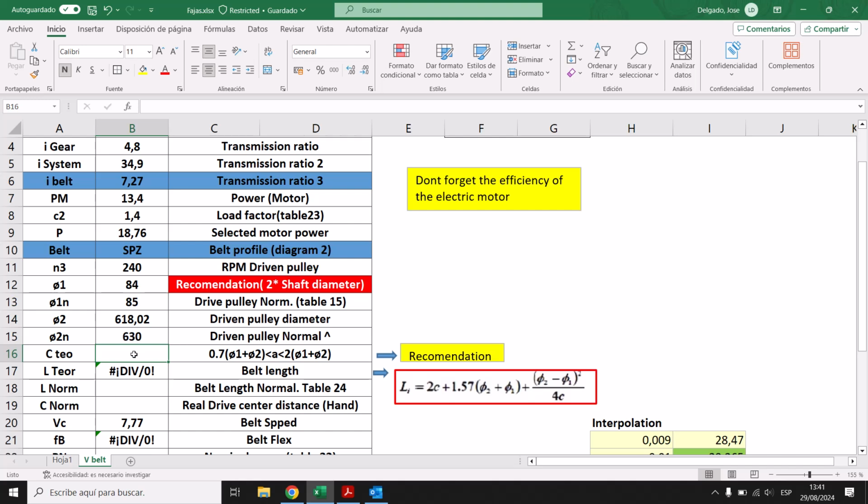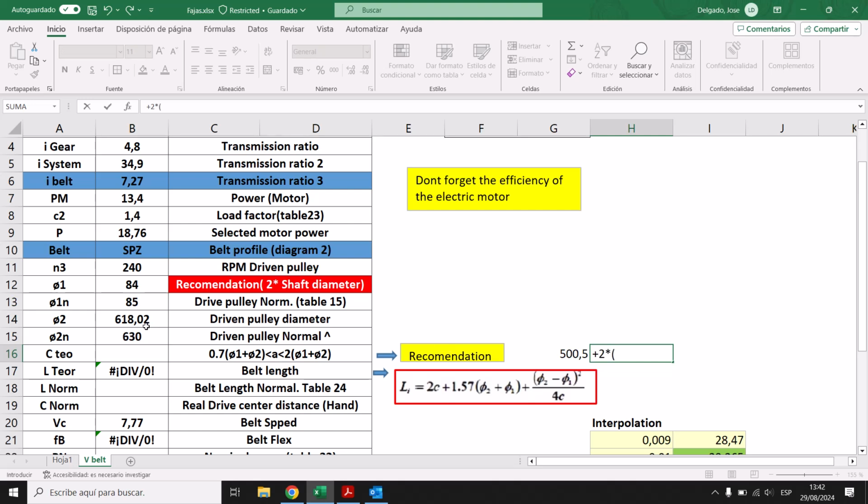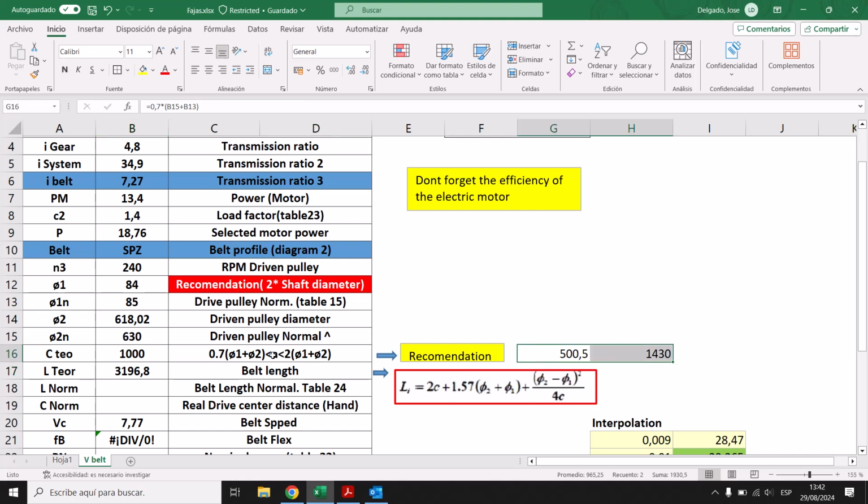So now we should put the drive center distance. You should have this recommendation if you just multiply. I'm just gonna put this for this part. As you can see, now you have the information of 85. The real is okay, and twice the same. So you have it. So I'm gonna put, I don't know, 1,000 because it's in the middle. This is just a range.